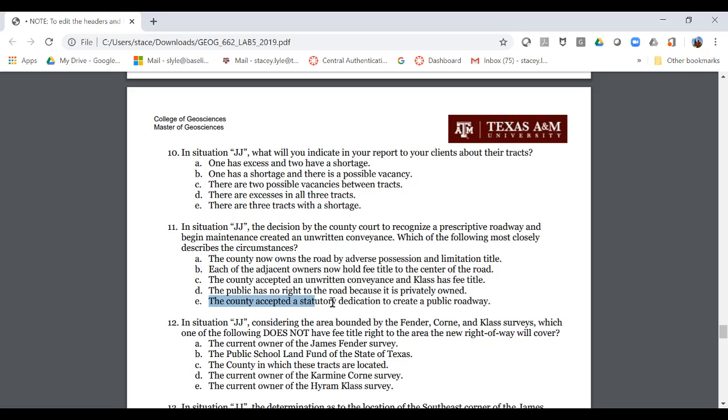The county accepted a statutory dedication. That means that it was done through a law, not a hearing. That is precedent, not statutory. And statutory is not the case.